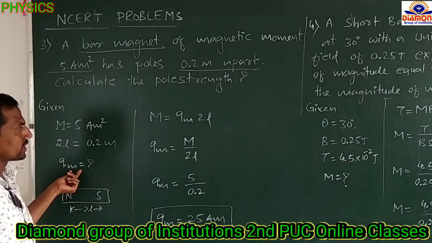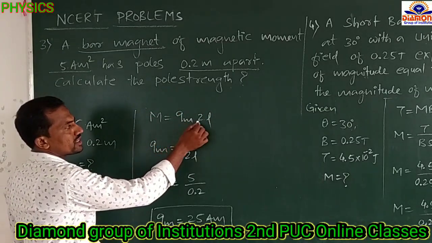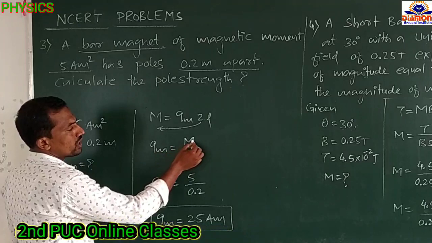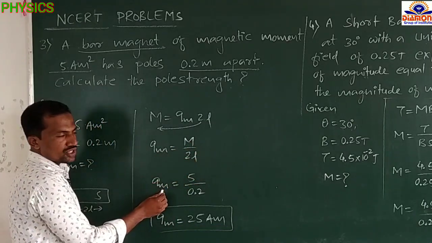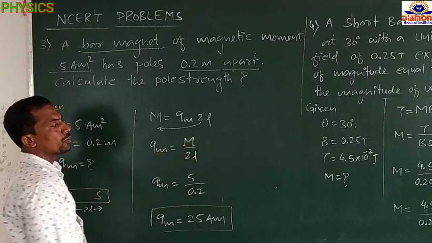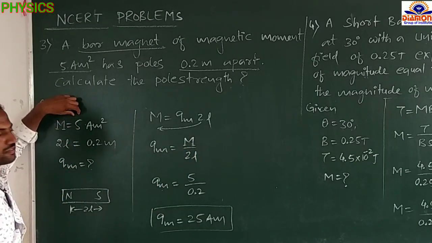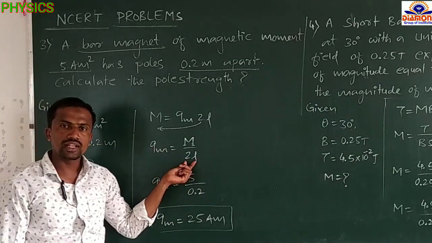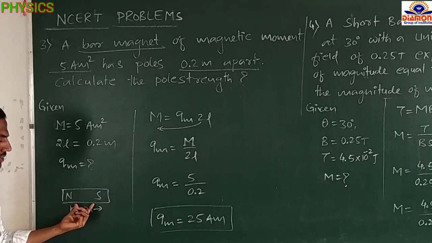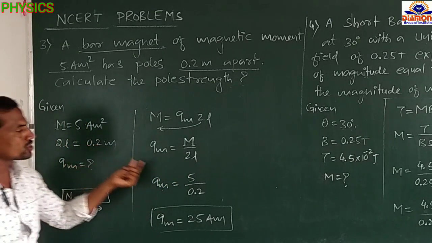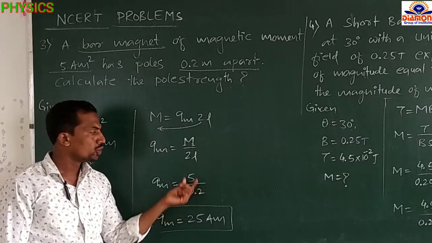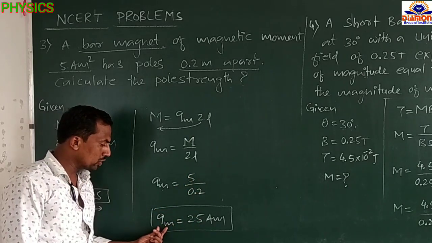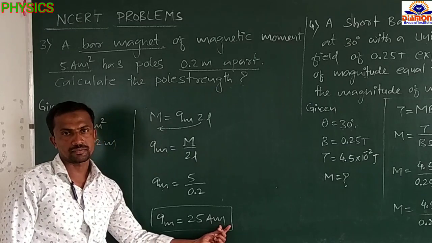We are calculating pole strength. The 2L comes to the denominator. Then QM equals M by 2L. QM is the pole strength, M is the magnetic dipole moment. What is the value of magnetic dipole moment? 5. In place of M we write 5. What is 2L? The length, the distance between the two poles, is 0.2. The value of 2L is 0.2. 5 divided by 0.2 means 25. Pole strength is measured in ampere meter.